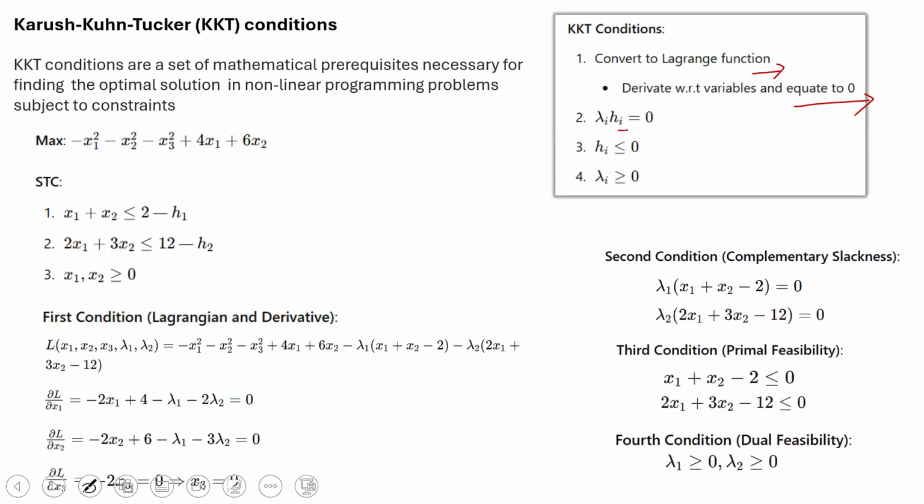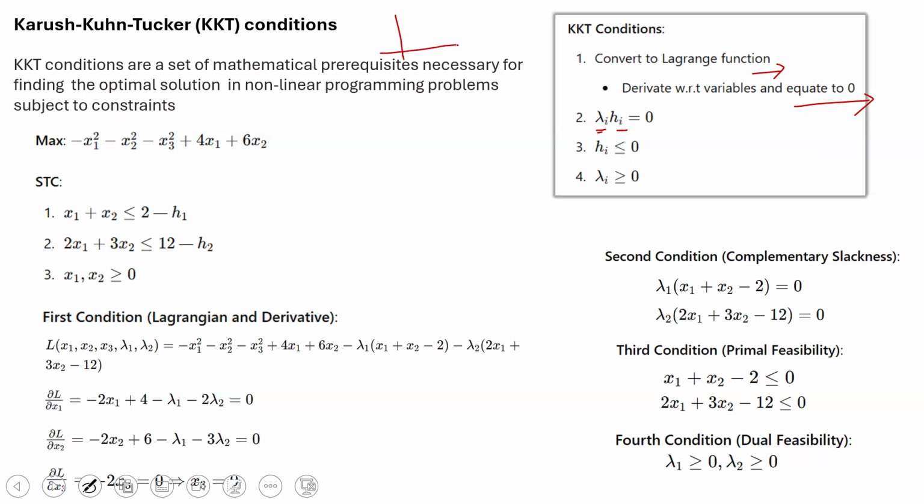hi is the constraint, alpha i is the Lagrangian multiplier. What it says is, when we multiply the Lagrangian multiplier with the constraint, that will become equal to 0 in the optimal solution. Okay, so KKT conditions will be applied only for convex problems.